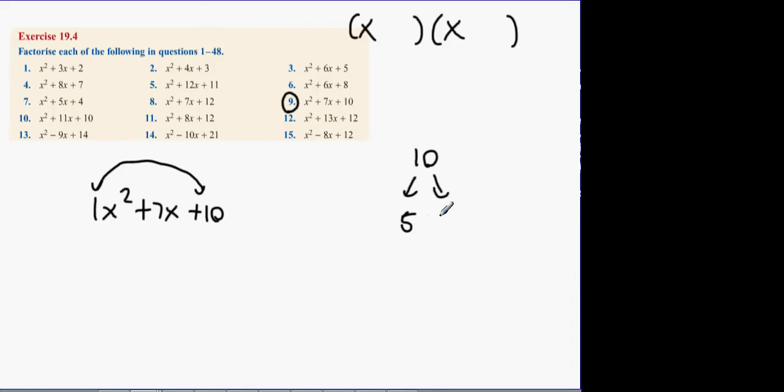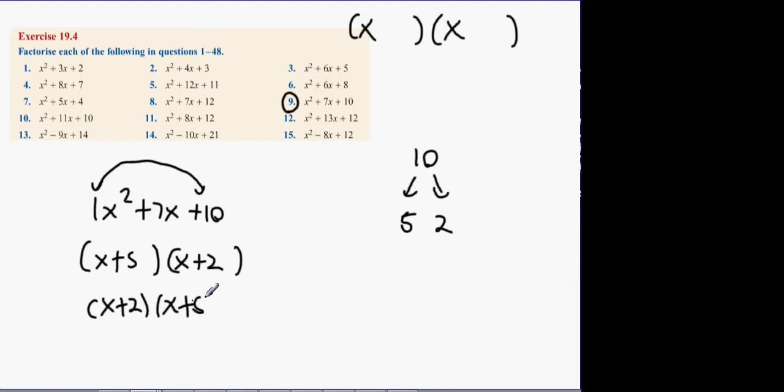5 and 2. So what does that mean our answer is? x plus 5 and x plus 2. Or the same answer would be x plus 2, x plus 5. Same answer. Now the rule is, when you multiply out x plus 2 by x plus 5, what do you have to end back up with? 1x squared plus 7x.